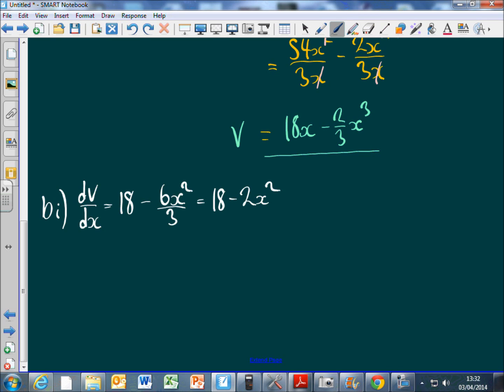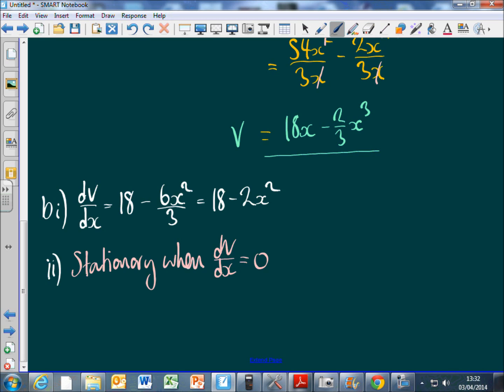Next bit says verify that it's stationary when x equals 3. Well, that's basically saying now put it equal to 0 and solve it. It's stationary, so on your exam you want to write down this statement at this point. It's stationary when dv dx equals 0. So you want to write that down if you can. Okay, it's got a maximum or a minimum when the gradient is 0.